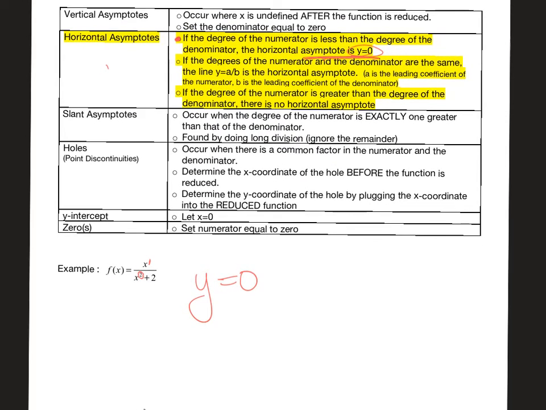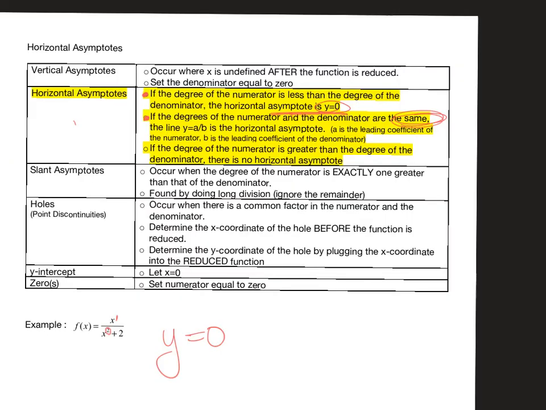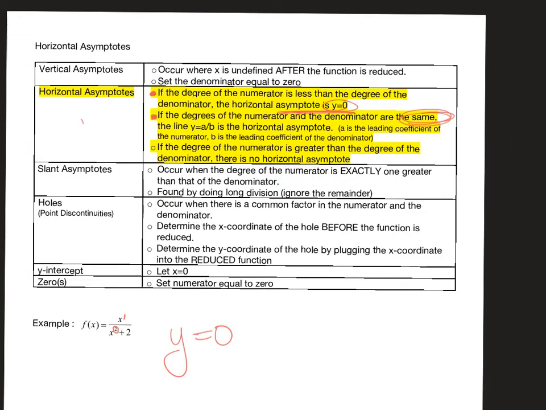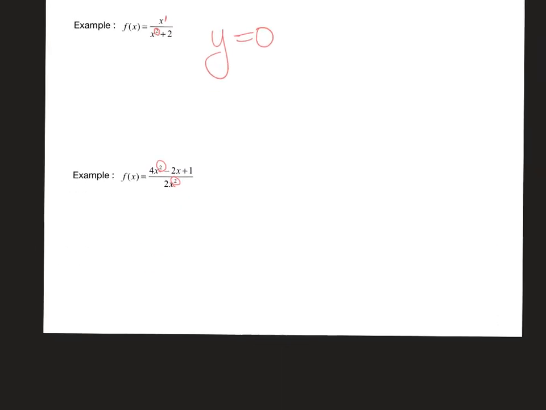Okay, next, let's take a look at the second bullet, which is here. If the degree of the numerator and the denominator are the same, you're going to have a line that is y equals a over b. Now you may be asking yourself, well, what the heck are a and b? We'll continue to read. A is the leading coefficient of the numerator, and b is the leading coefficient of the denominator. So let's go back to this problem.